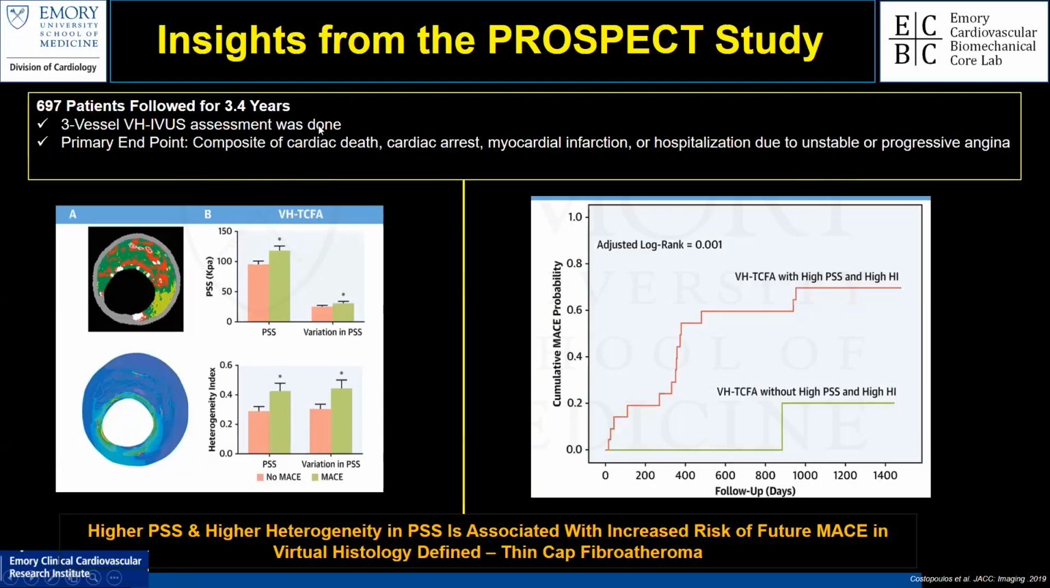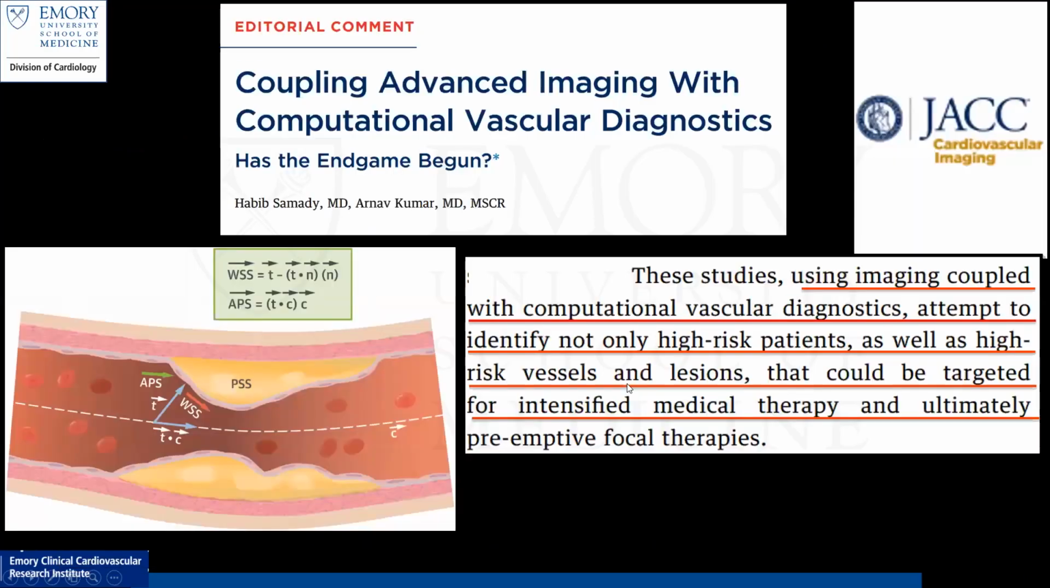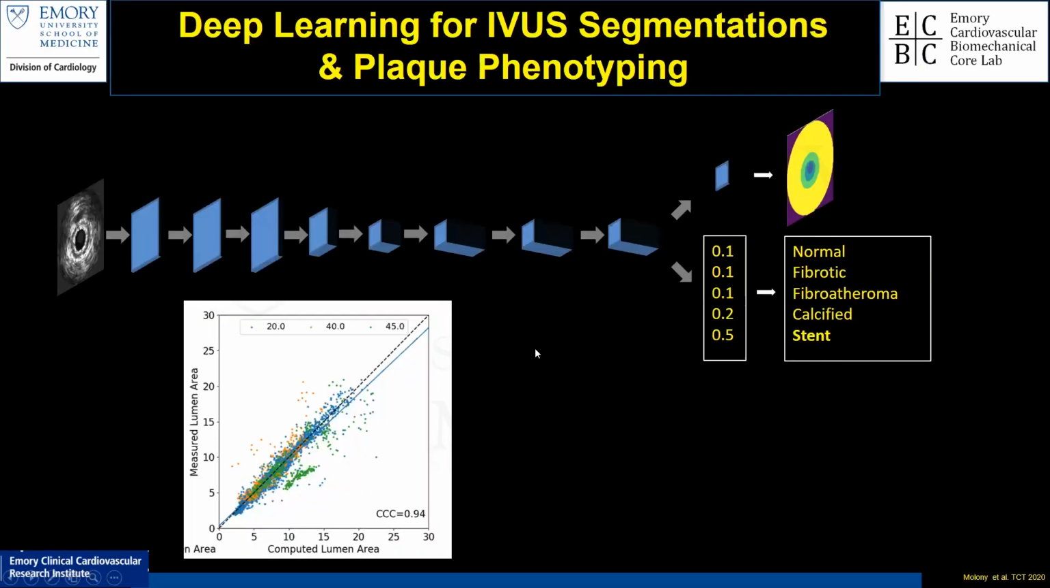In the Prospect trial, they found that high PSS and high heterogeneity in PSS is associated with increased risk of future MACE in lesions that had VH-IVUS defined thin cap fibroatheroma. So hence, ladies and gentlemen, I think we can propose that coupling advanced imaging with computational vascular diagnostics can help us predict future ACS.